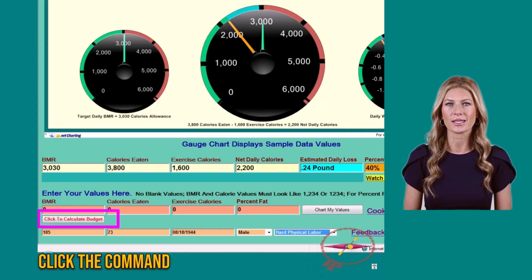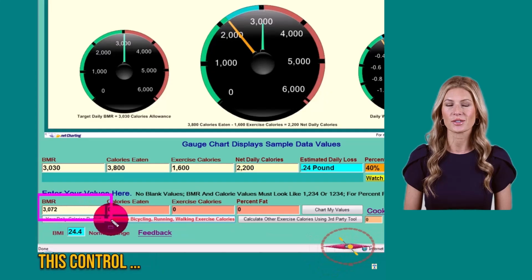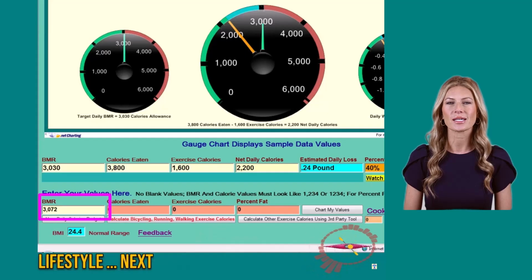Click the command button in the lower left corner. The estimated BMR for yourself is shown in this control. The number will be higher for those people who are physically active. It will be lower for those who live a sedentary lifestyle.